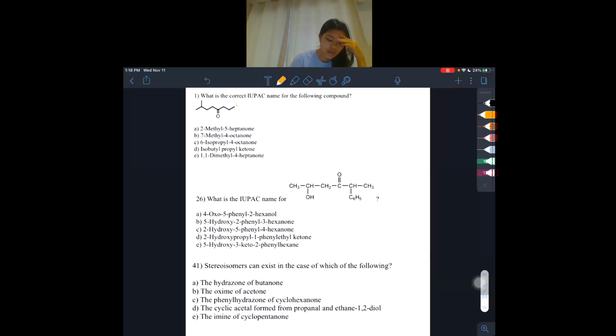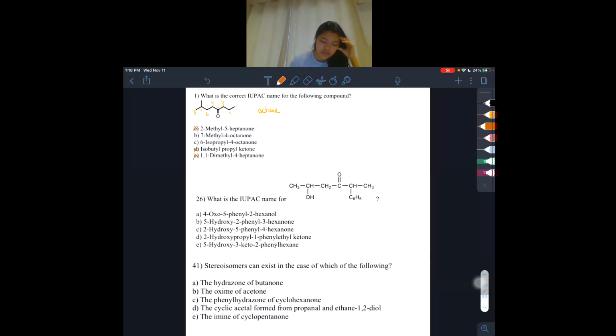So, I go 1, 2, 3, 4, 5, 6, 7, 8. So our longest chain is an octane. Yeah, that's how you spell that. An octane. So we know anything that does not have the word octane at the end is going to be out. So we know A, D, and E are out. So now we're stuck between B and C.